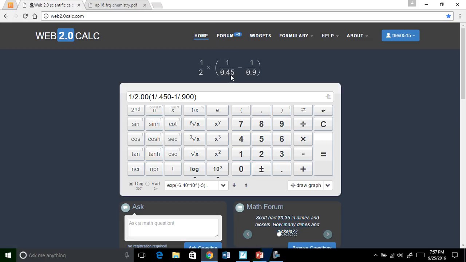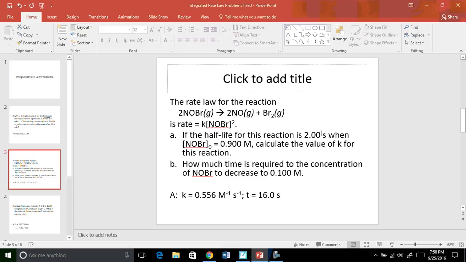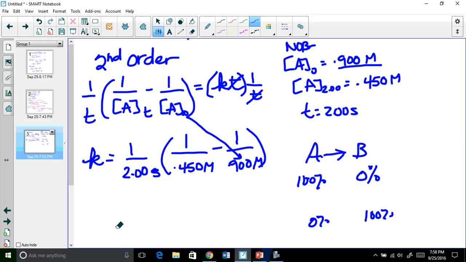So I'm going to do this 1 over A sub t, or A sub 2, because we're at 2 seconds, minus 1 over 0.9 times a half. And if you push equal, you will get this 0.555555. It's 5 ninths. And then if we go back to the problem, it looks like this has 3 sig figs and this has 3 sig figs, and so we probably want 3 sig figs. And it says right here that the answer is 0.556. Just let the calculator do the work.